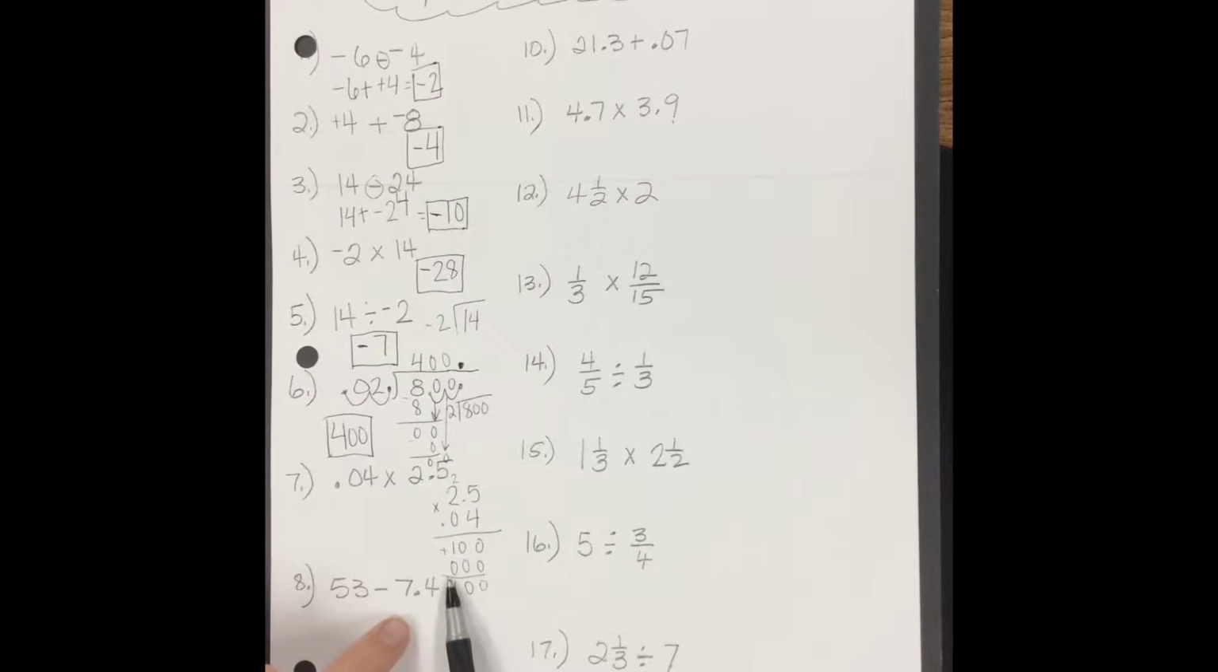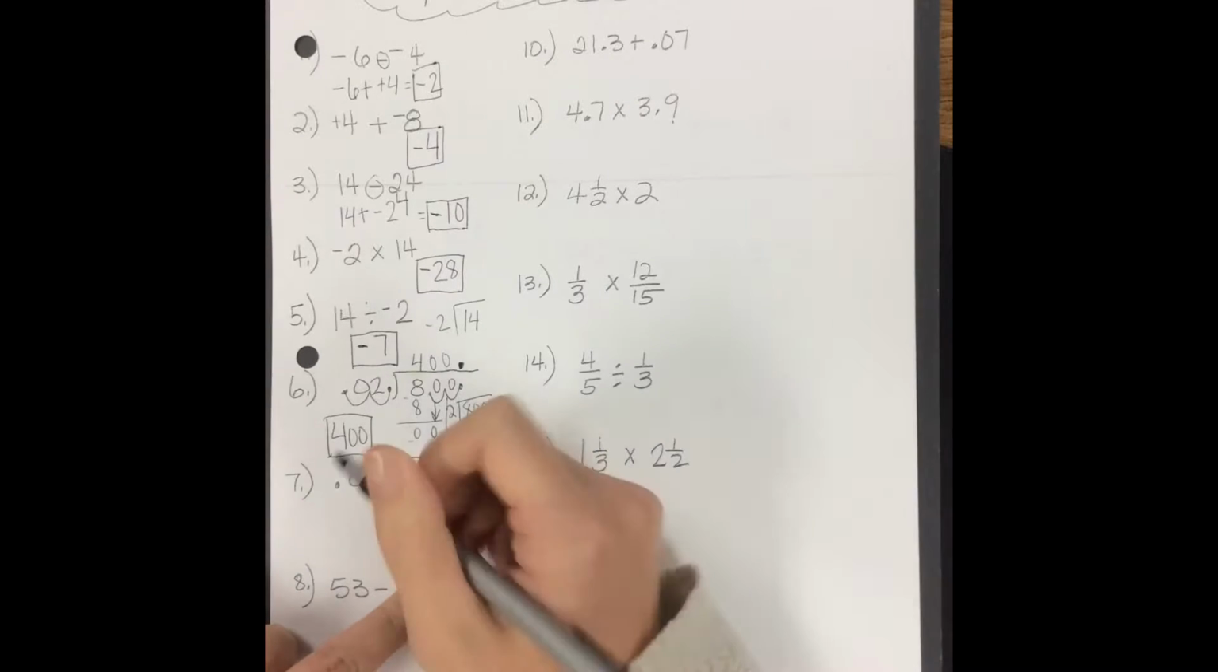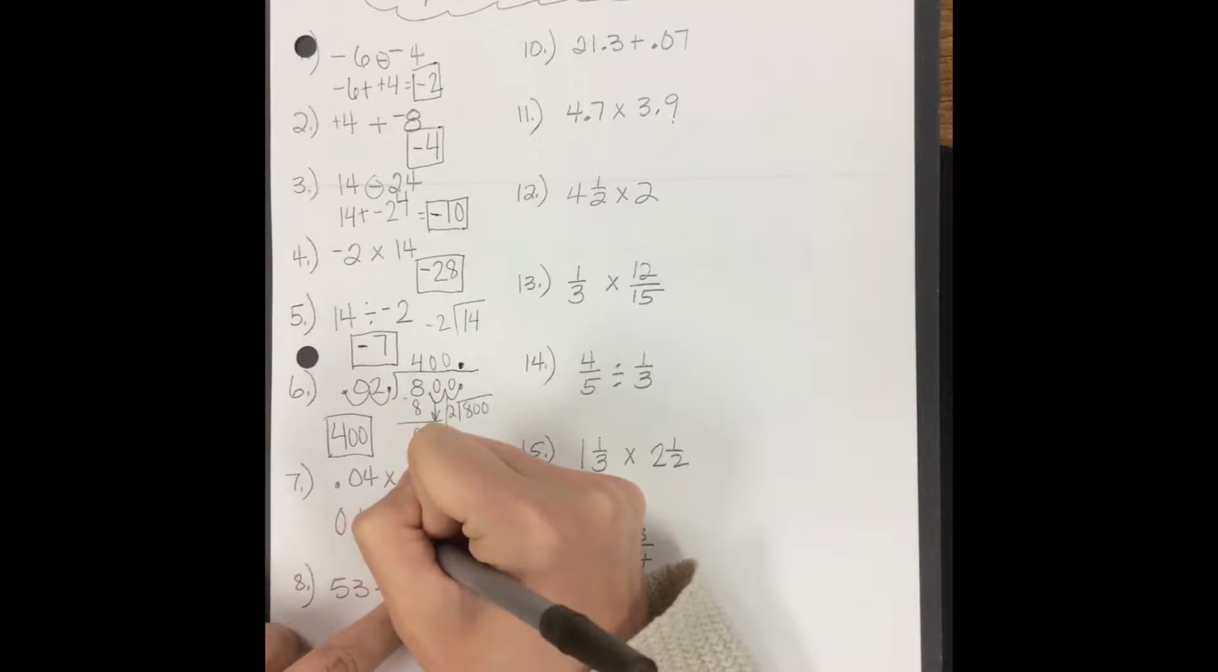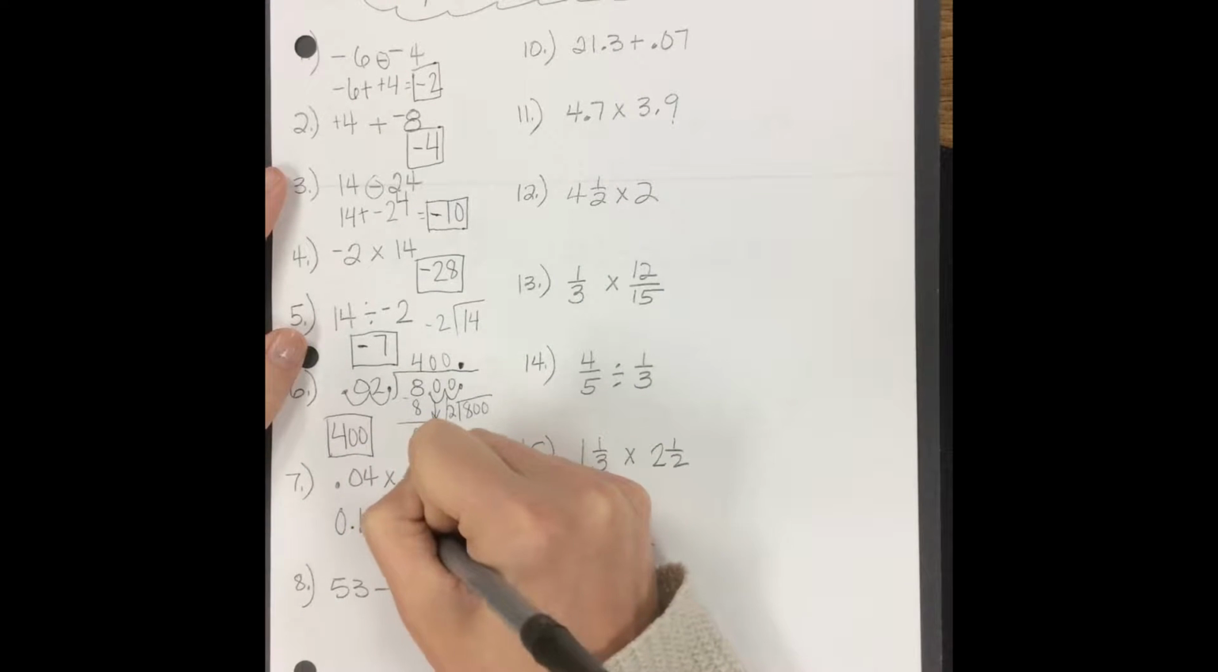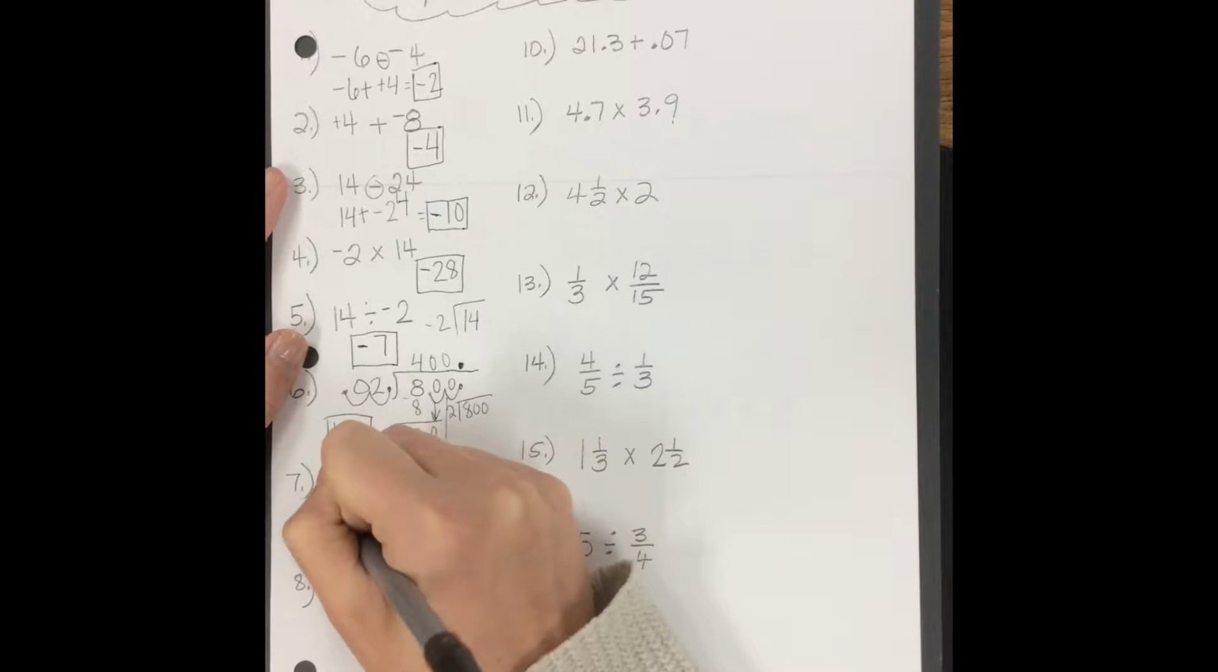Now, this line right here is for this problem number 8. I just ran out of room. So really this says 0.100 or 0.1. And that's the same thing as saying 0.1.